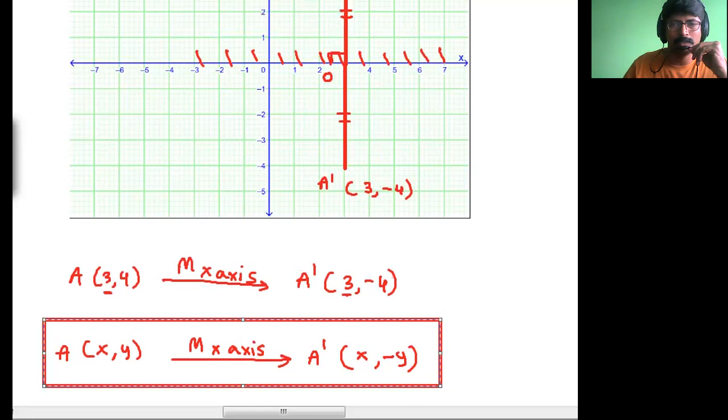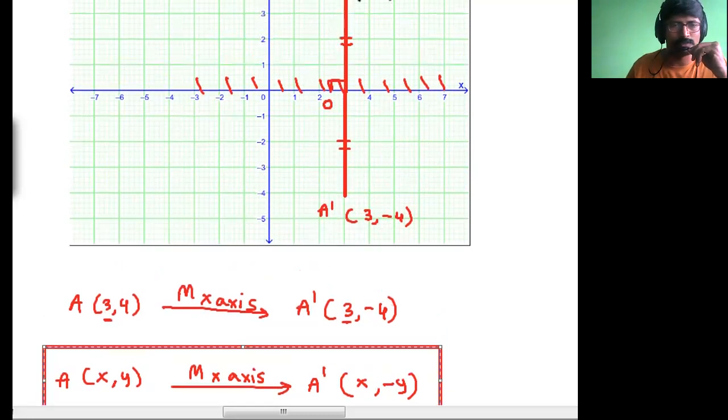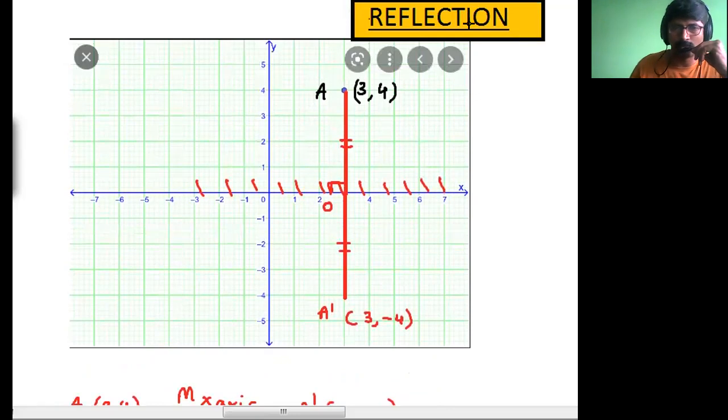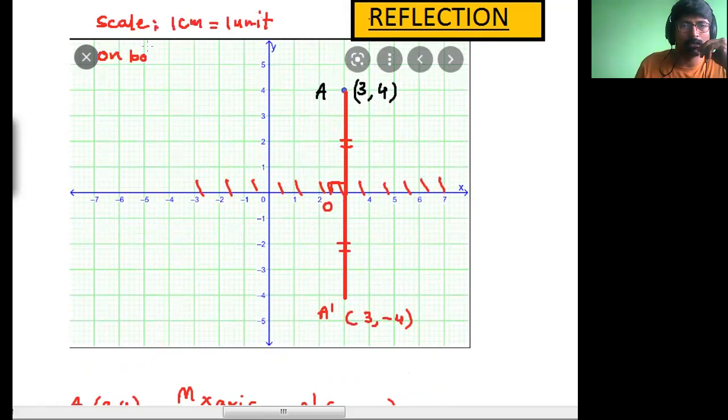So quickly write it down, these all things in your book. Hurry up, guys. You can pause the video over here and copy. So when you're copying, guys, few things you have to remember. You write down the topic name, write down today's date, and write down the scale. Scale would be, you can write scale as 1 centimeter is equals to 1 unit on both axes.